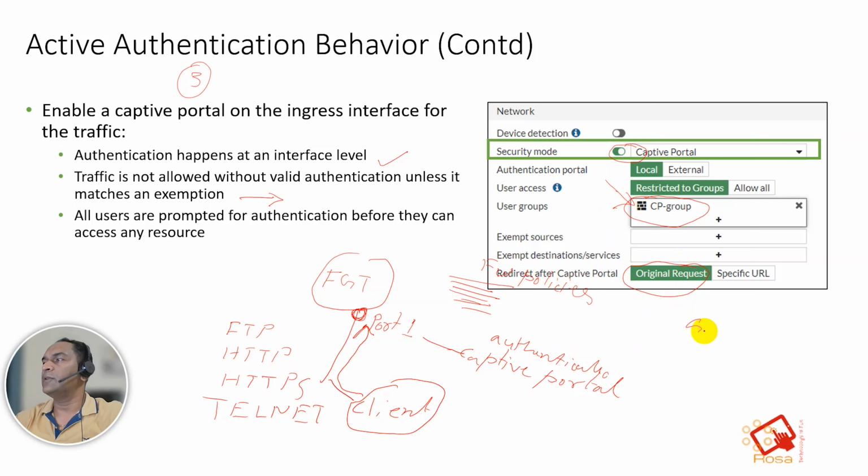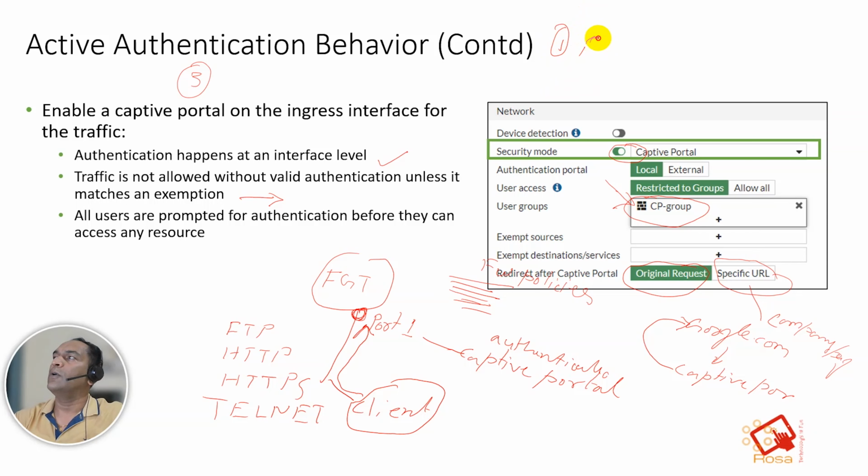Let's say a user tried to access google.com, but he gets a captive portal. After authentication, he will be redirected to the original request. Or with a specific URL, you can send him to your company or organization page. So you can specify the URL, or you can have the user redirected back to the original website, whatever he requested. So this is the third option. So we discussed first all firewall policies.